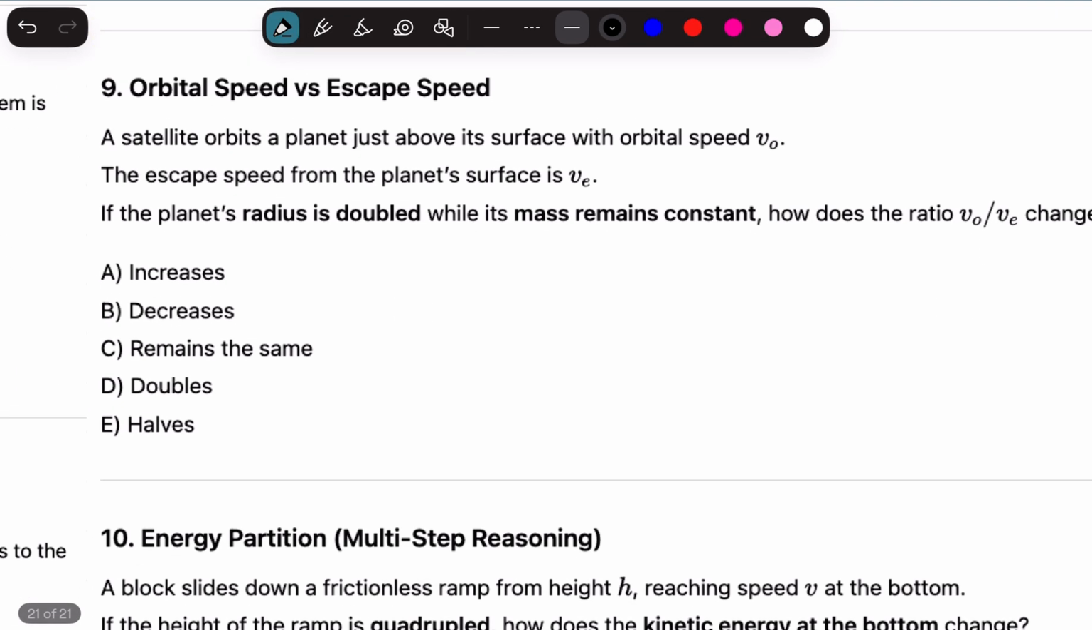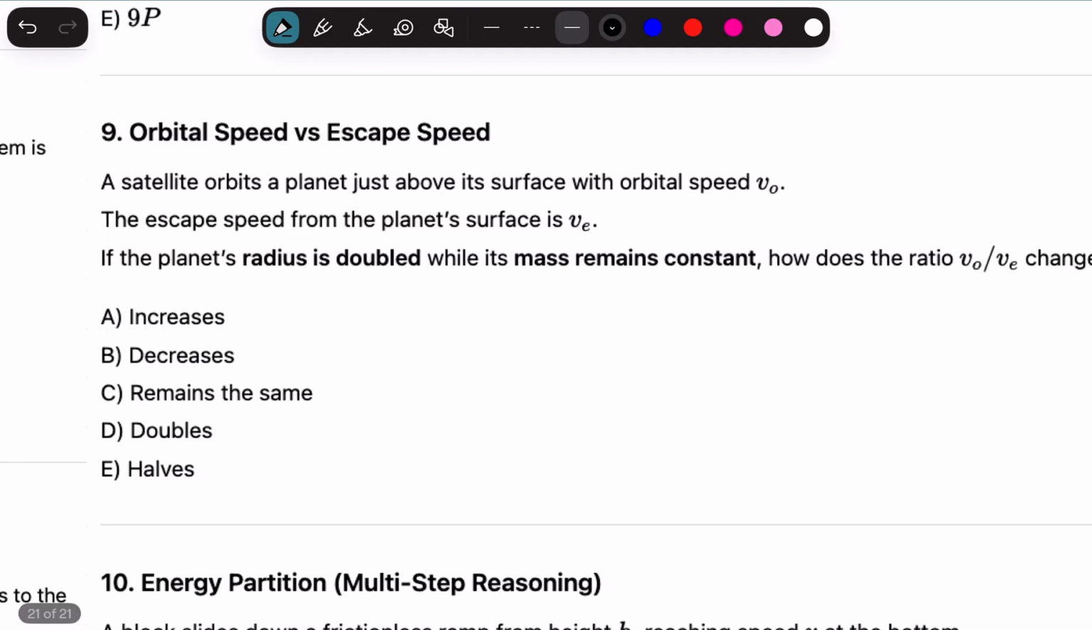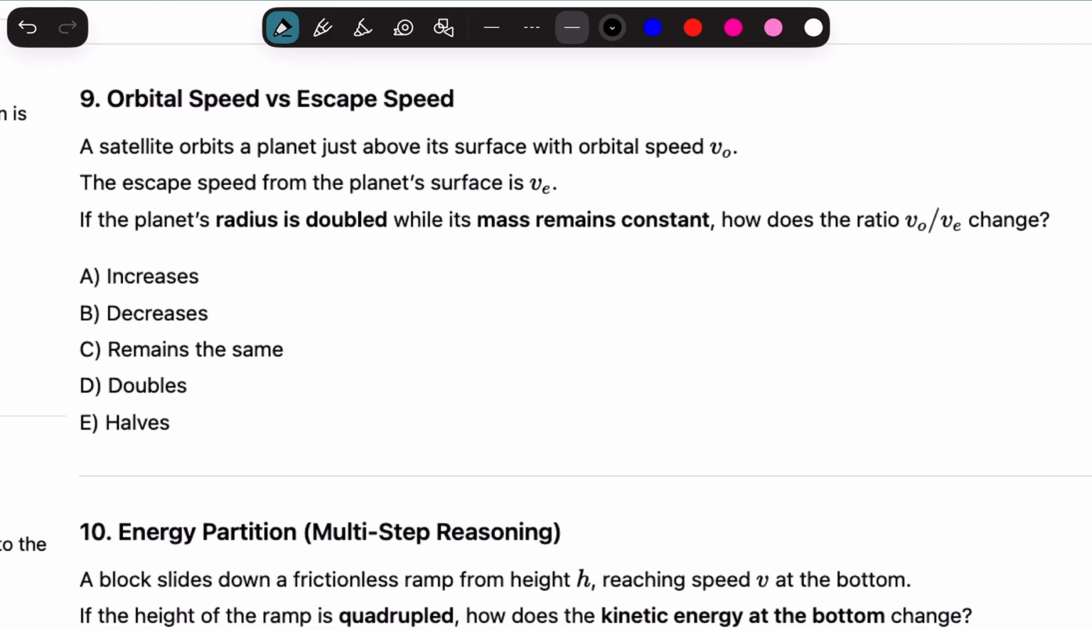Let's say we have a question about orbital speed versus escape speed when the radius is doubled and the mass is going to be constant. So we have a satellite that orbits a planet just above its surface with orbital speed v initial. The escape speed from the planet's surface is VE. If the planet's radius is doubled while its mass remains constant, how does the ratio of v initial over escape speed change?